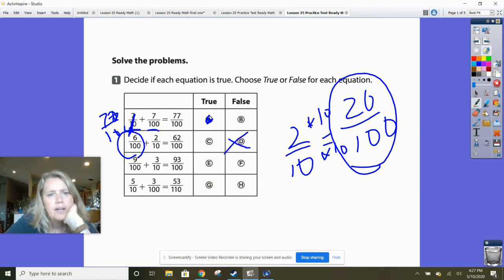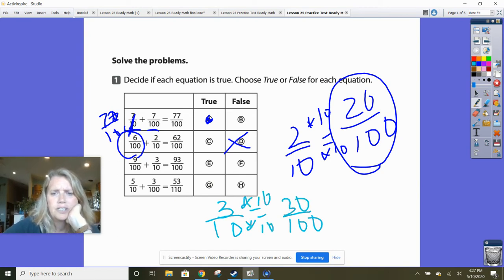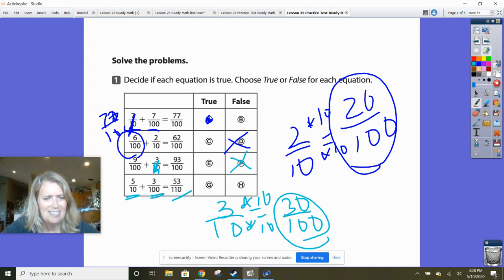No. And our next one, I'll just do it in a different color. 9 hundredths plus 3 tenths. So we need to change that 3 tenths to hundredths times 10 times 10. 3 times 10 is 30. So we have 30 hundredths for this part, plus 9 would be 39. I see what they're doing there. Now this next one, I can tell it's wrong. I don't even have to work it all the way out because I know that tenths plus hundredths is not 110. If it's whole numbers, yes, but not in fractions. So that one's also negative.